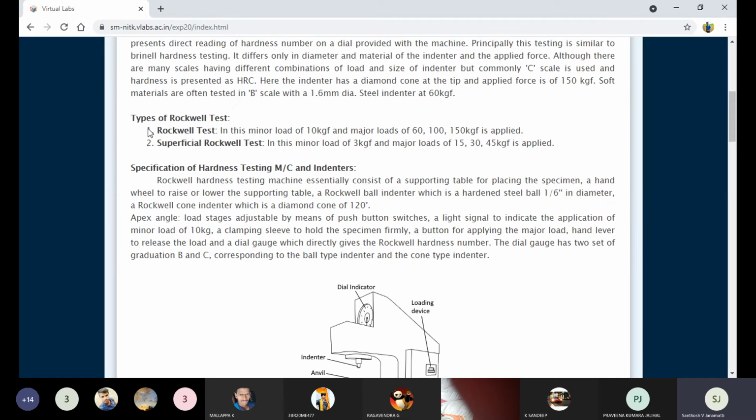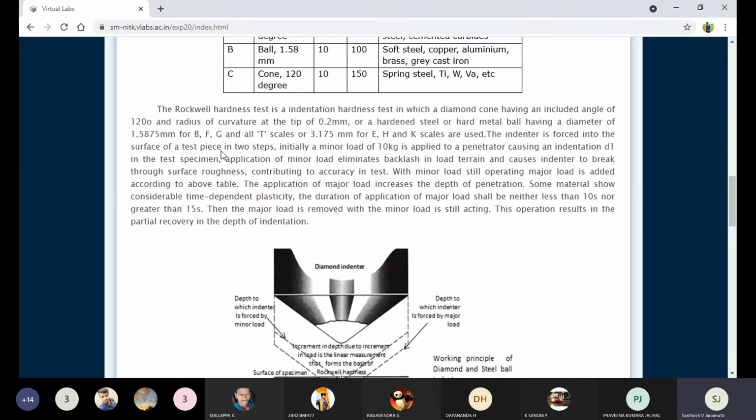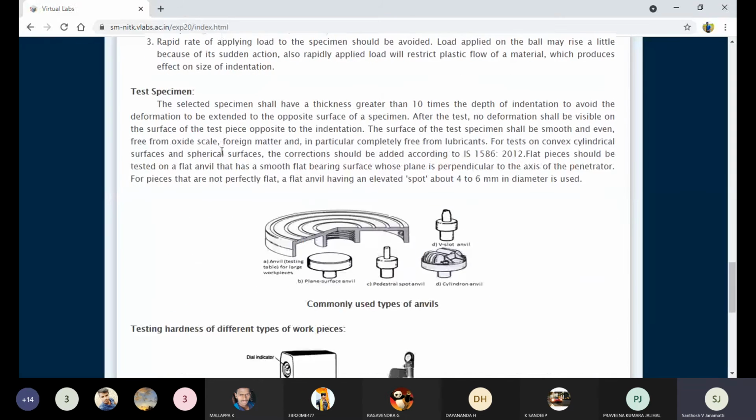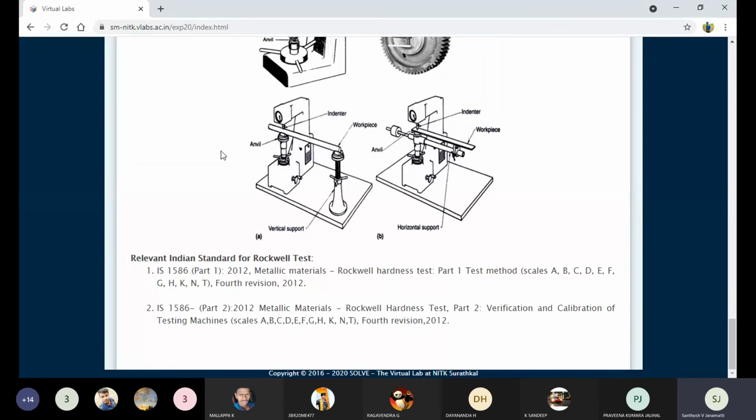Now I am coming to the types of the Rockwell test. In this test, a minor load of about 10 kg and a major load of about 60 to 100 kg, or a maximum of 150 kg, is applied. So in this particular Rockwell test there are two loads. One is the minor load, the other is the major load, right? I will tell you everything about the loads.